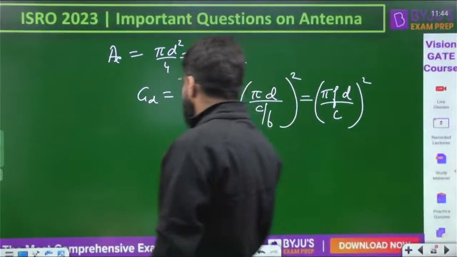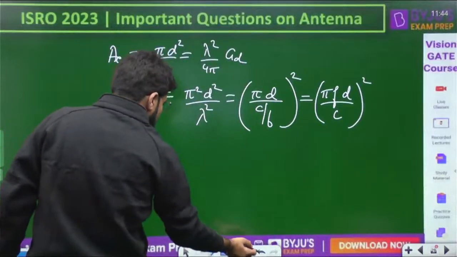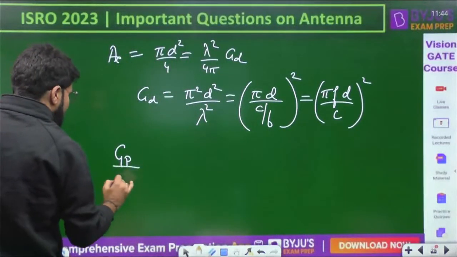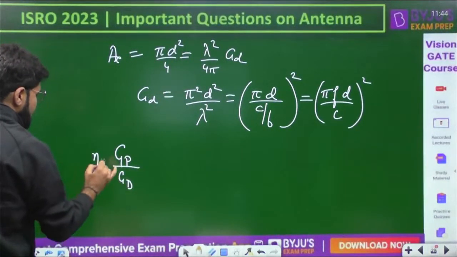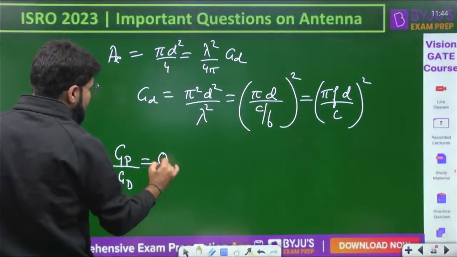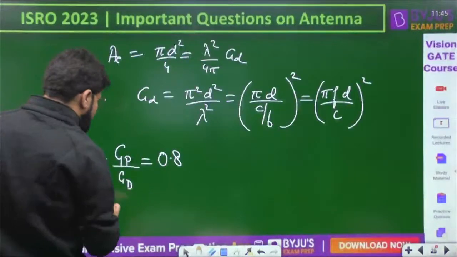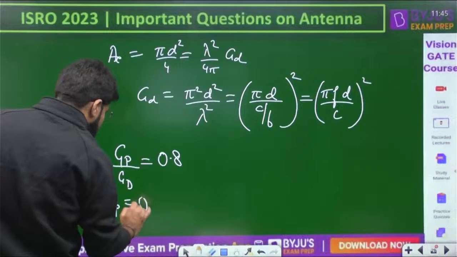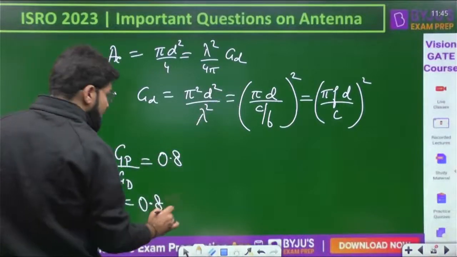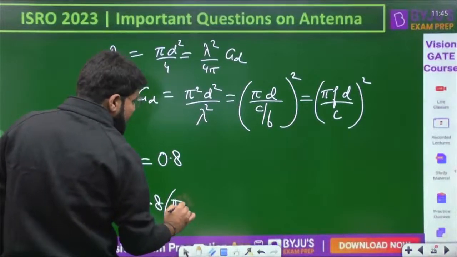Let's put down the numbers and get the value for GD. Then we also know, we'll do the calculation just once. GP upon GD is the efficiency, and that efficiency is 80% given. Am I correct? 0.8, right? So what is the power gain? That is 0.8 times GD, 0.8 times pi into F.